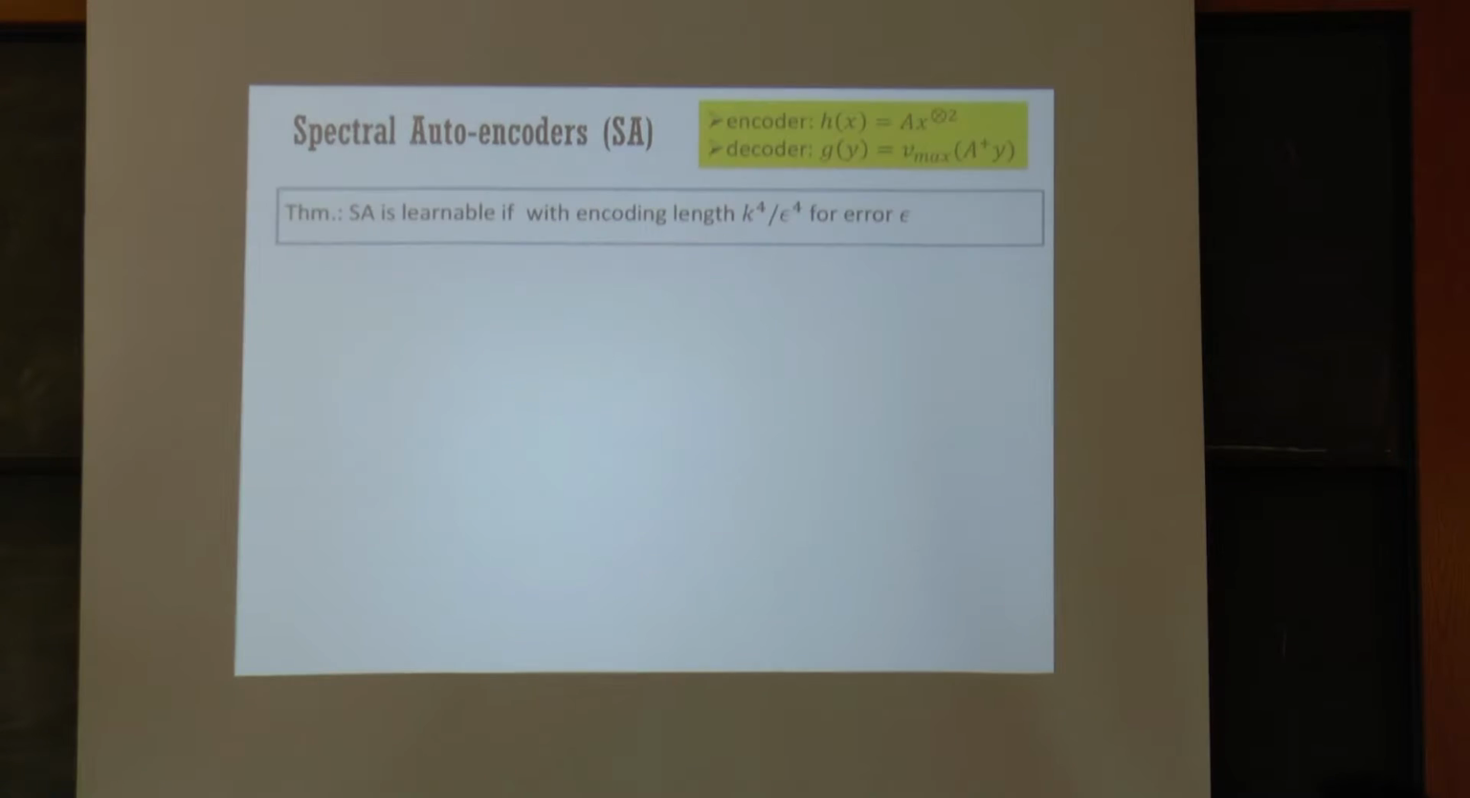Okay, so our theorem is this. By the way, we call it spectral autoencoder. Spectral autoencoder is learnable with encoding length k to the 4 over epsilon to the 4 for error epsilon. So we see that we lose something on the encoding length. Ideally, we want to have encoding length k, and we lose a polynomial factor on that, and also we have some polynomial dependency on the error epsilon.